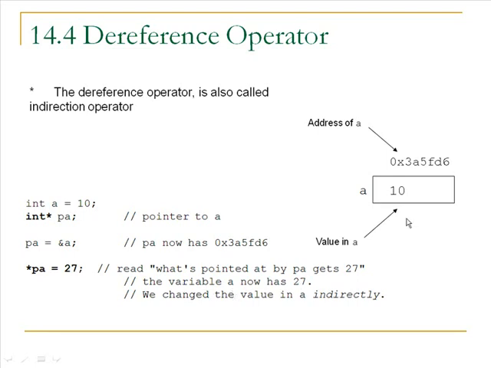Okay, where does the 27 go? Let's look over here. What's pointed at by pa gets 27. So the 27 goes in here at the address of a. What does the variable a have in it now? It has 27. So what we achieved was we changed the value in the variable a by using its address. Or we could say we changed the value in a indirectly, hence the indirection operator.